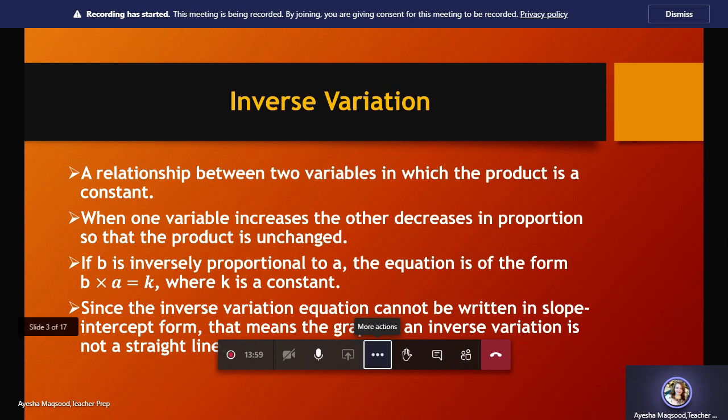So every time you will multiply the x with its respective y, and you can see here in the second column, 2 times 12 is 24, 4 times 6 is 24, 6 times 4 is 24, 8 times 3 is 24. So the constant remains the same.